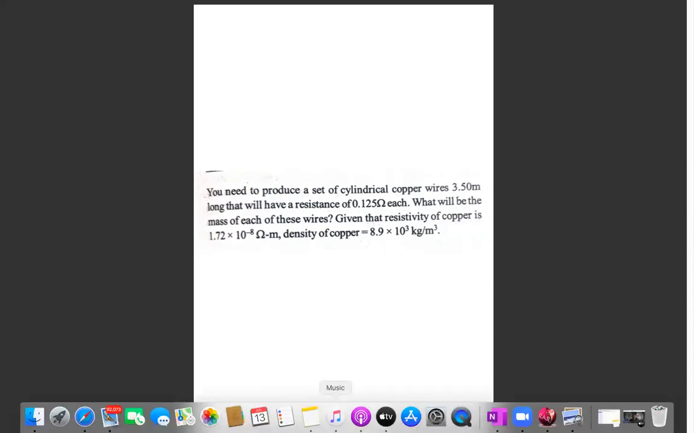You need to produce a set of cylindrical copper wires that are 3.5 meter long and will have a resistance of 0.12 ohm each. What will be the mass of each of these wires, given that the resistivity of the copper is this much, and the density of the copper is also given? We are required to find out the mass of each of the wires. In fact, I have kept this question to show you how the mass is calculated from the resistance formula.